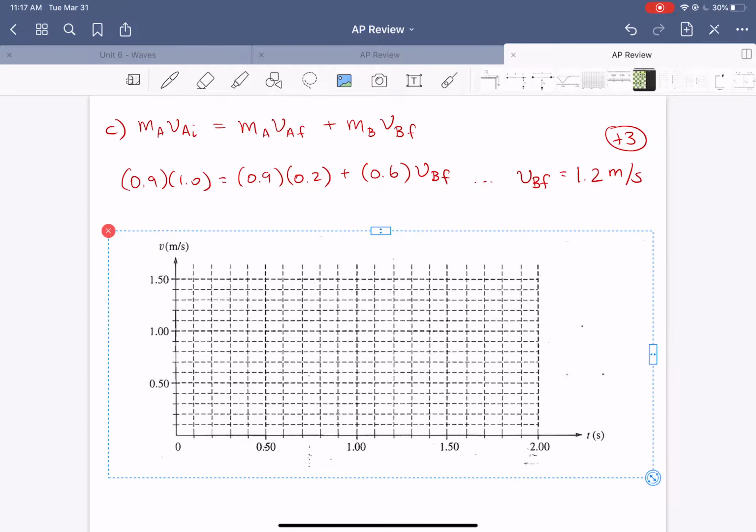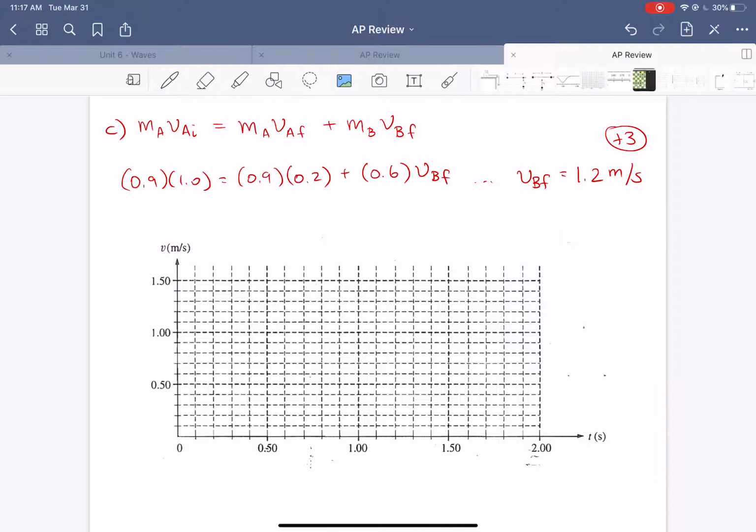Okay, so part 2 of C, they want you to graph the velocity of cart B. Here we know it starts at rest, so it's going to remain at rest until the collision happens at around 0.7 seconds, and then it has a final speed of 1.2, and it reaches that final speed at around 1.3 seconds. And then it's just going to be a smooth increase up to that point.